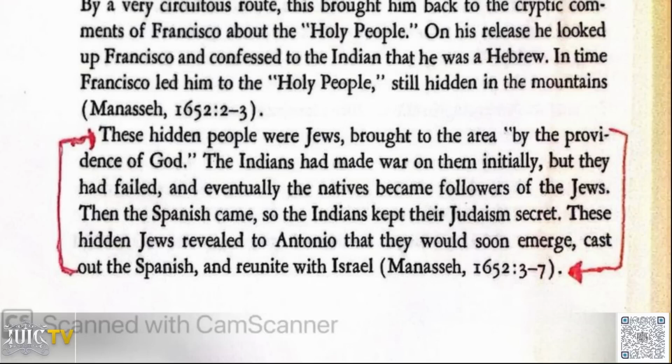The Indians had made war on them initially, but they had failed. And eventually the natives became followers of the Jews. Then the Spanish came. So the Indians kept their Judaism secret. So now they kept their Judaism a secret from the conquerors. These hidden Jews revealed to Antonio that they would soon emerge, cast out the Spanish, and reunite with Israel.